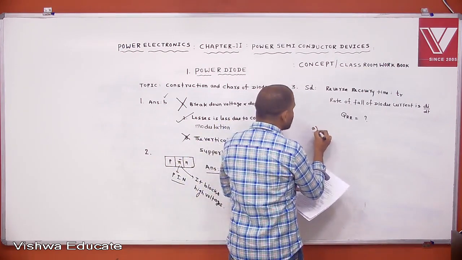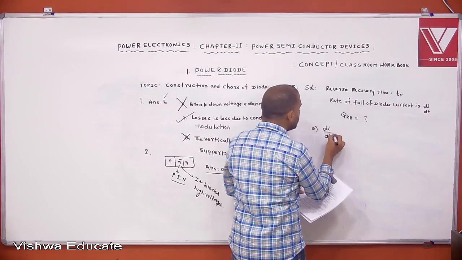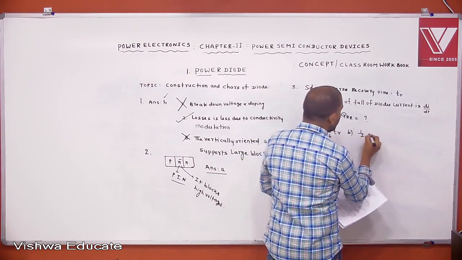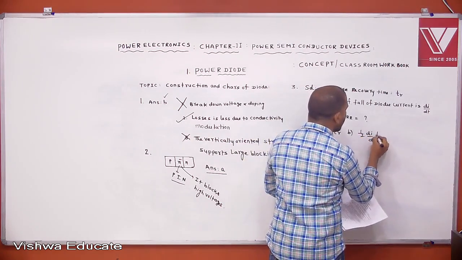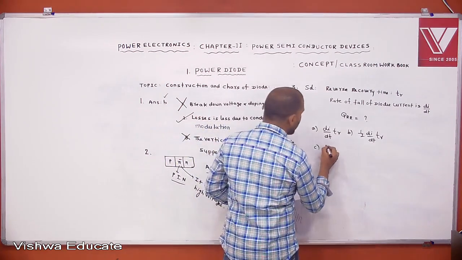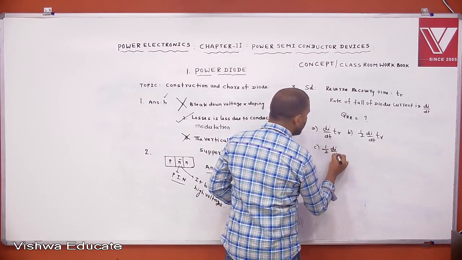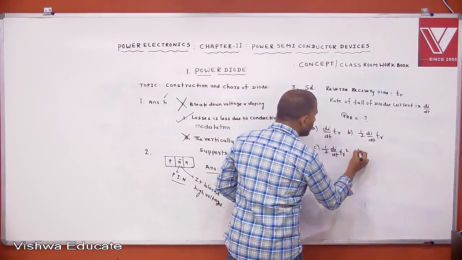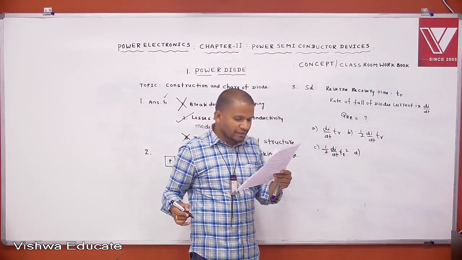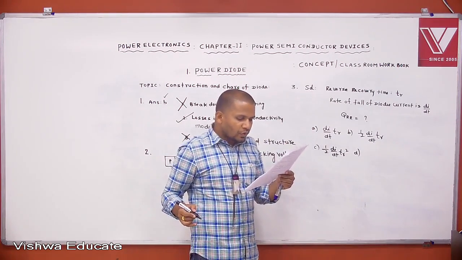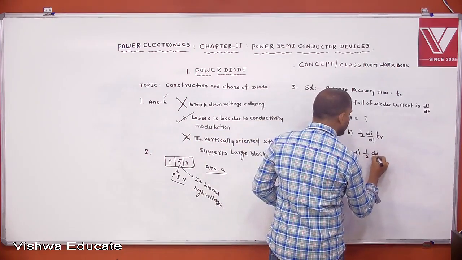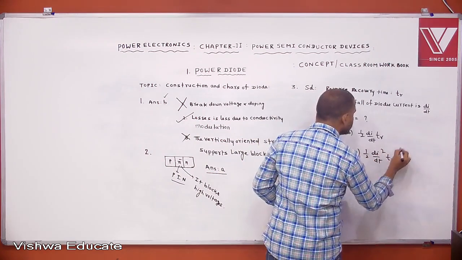What is the first option? It is given as di by dt into TR. What is the second option? It is given as half into di by dt into TR. What is the third option? It is given as half into di by dt into TR square. What is the fourth option? It is given as half into di by dt square into TR.